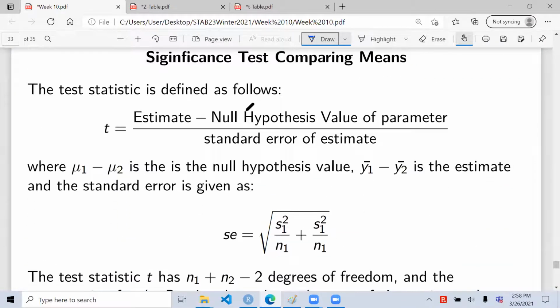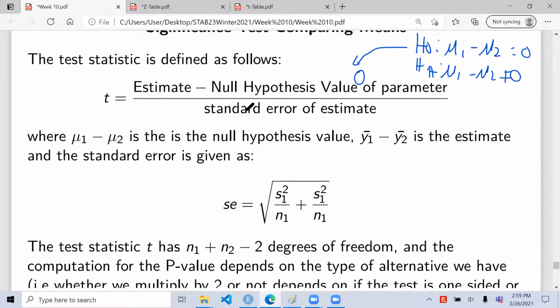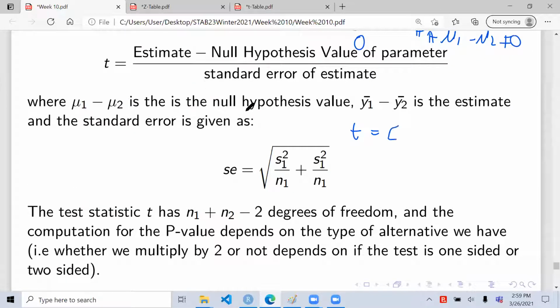It's defined like before. You have the null, mu1 minus mu2 is equal to 0, versus the alternative, mu1 minus mu2 is not 0. So this means that this thing here is equal to 0. That's why your actual test statistic is something like the following: T is equal to the estimate divided by the standard error, which is given to you as what you see here. So it looks a lot like what you saw before.